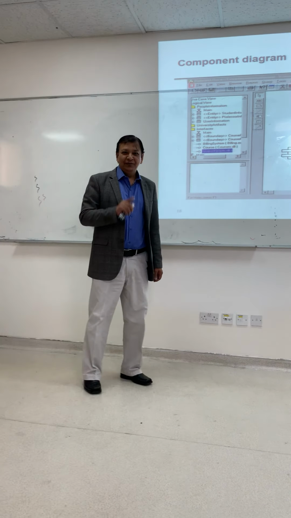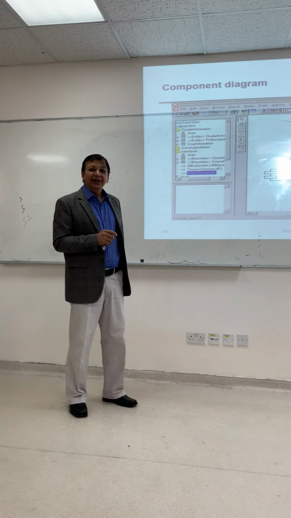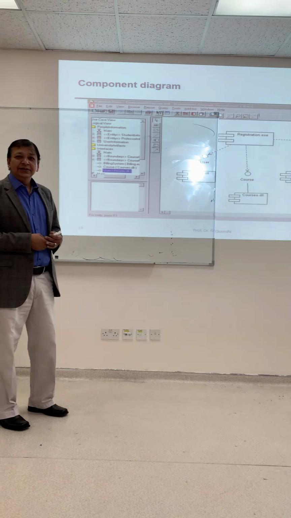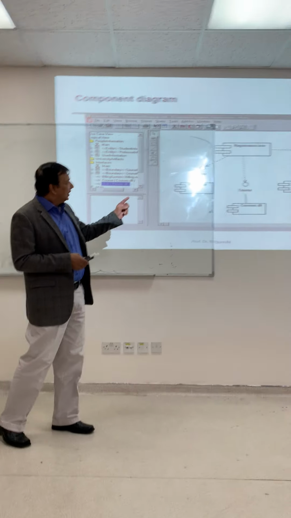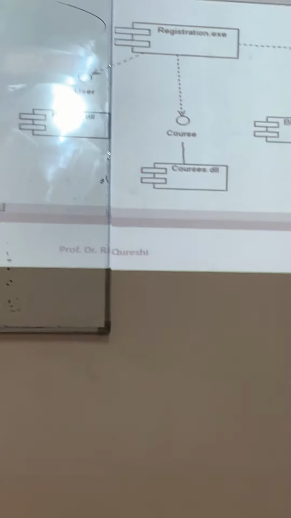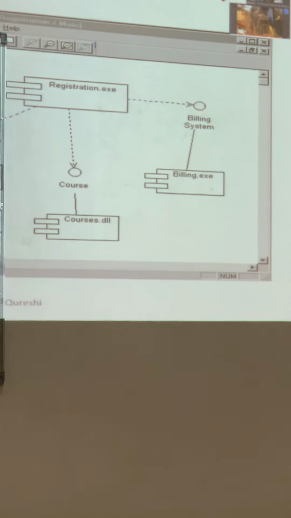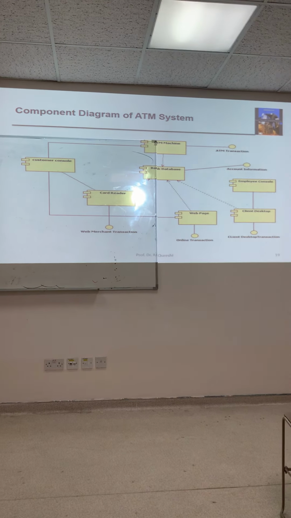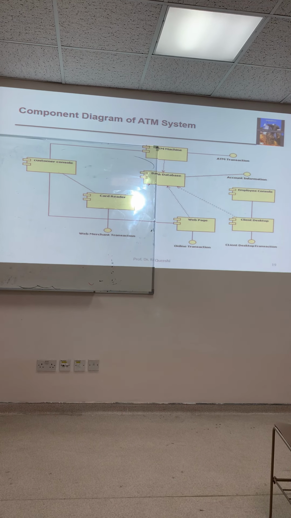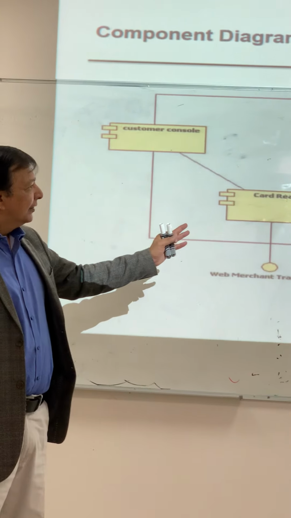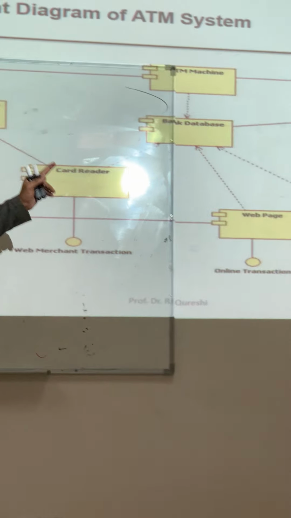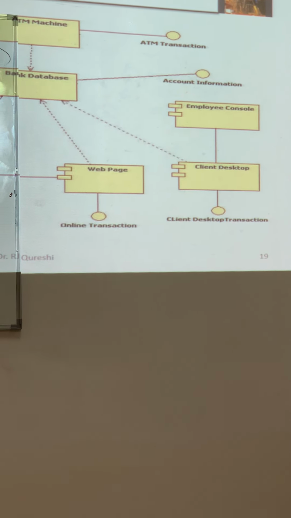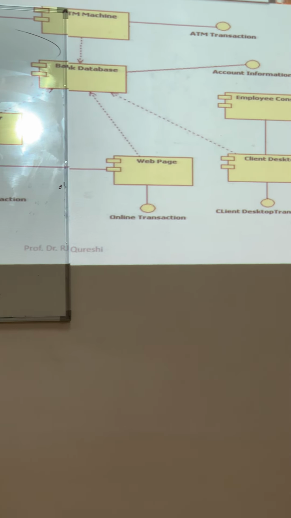Deployment diagram. So I found a component diagram to show you. This is a component diagram for a registration system. You have the user, registration, billing component, courses component. Then I found another example for an ATM system. We have customer console, card reader component, bank database, ATM machine, web page, client, and employee console. These are the components.